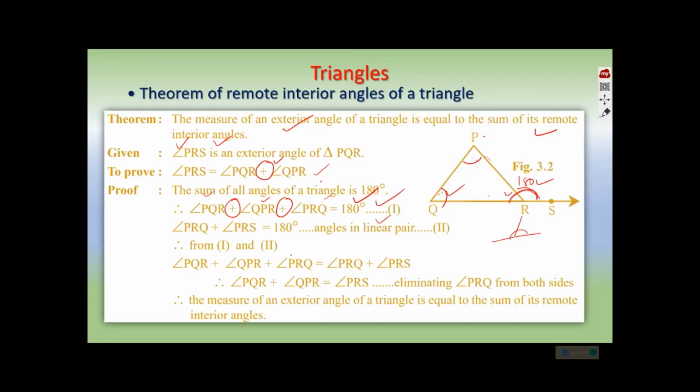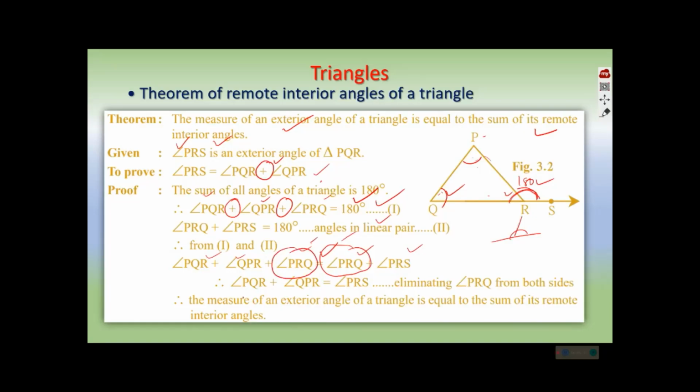That means the sum of the three interior angles of the triangle here, and the exterior angle and its interior angle, which makes the linear pair, altogether is equal to 180. So both can be equated. When we equate that, what do we find? We find that this particular angle PRQ is here on left and right, both sides. We can cancel it.